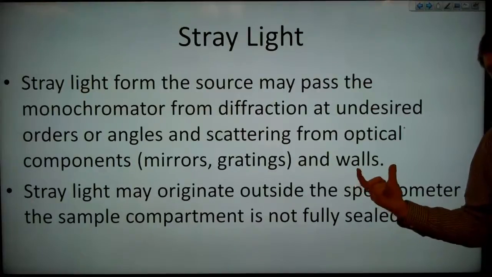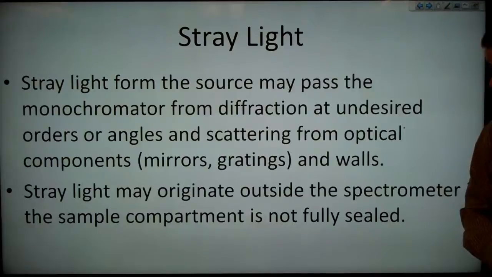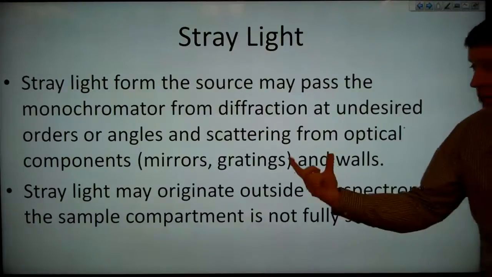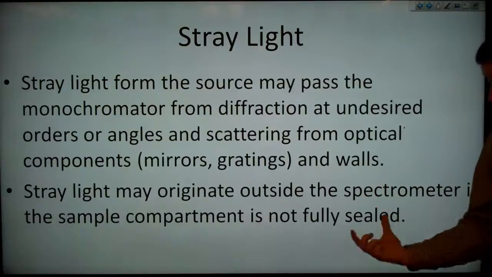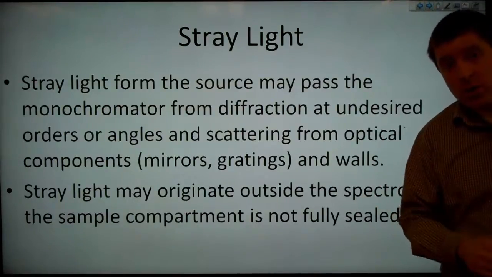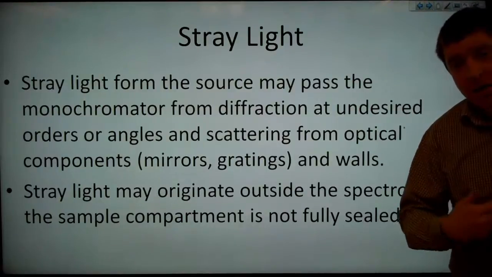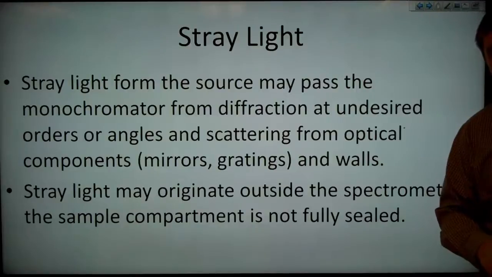Usually we paint the walls black so that we minimize any scattering or reflection off of the walls of our instrument. But stray light may also originate outside the spectrometer if the sample compartment is not fully sealed. So you need to be really careful that you've sealed or fully closed the sample compartment. If you have any tubes going into the sample compartment, you want as much of the light blocked around those tubes as possible.